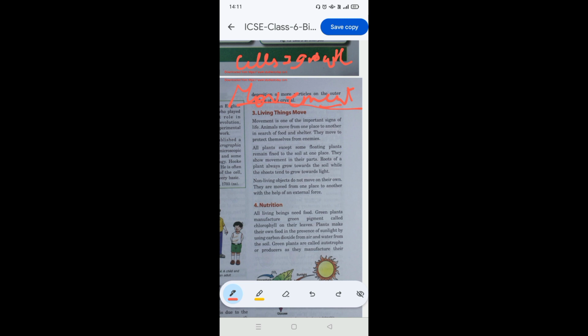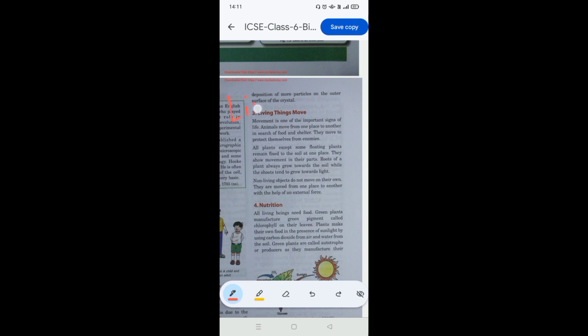Non-living objects do not move on their own. They are moved from one place to another with the help of an external force, which is mostly human beings tending to them, or animals. So, these are the first three characteristics of living organisms. The fourth characteristic is nutrition.